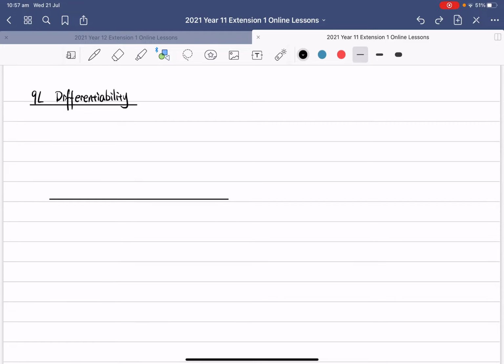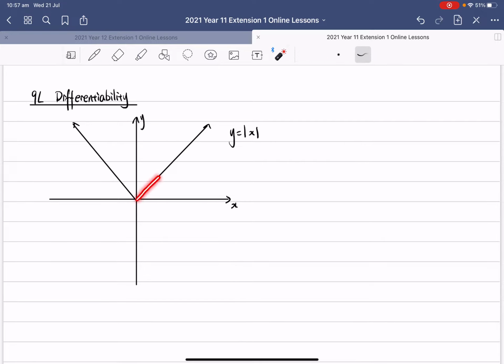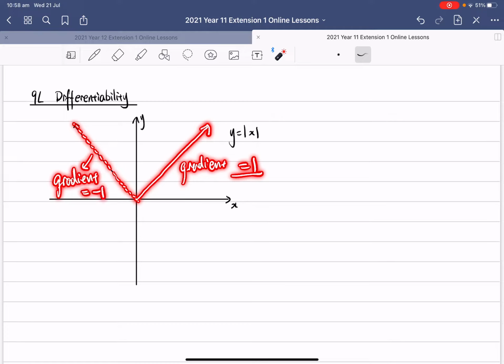So let's just say we've got an absolute value function that looks like this, all right? A very standard absolute value function. This is the y, that's x. Here's the absolute value function y equals absolute value of x. Now if you just look at this part of the curve, it's a straight line of 45 degrees, so the gradient of this line is equal to 1. And then on this side, the gradient of this line is equal to -1.